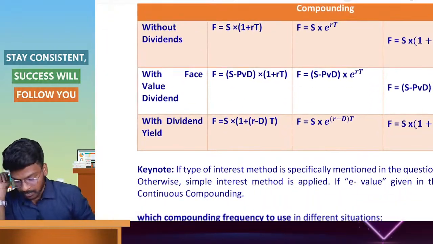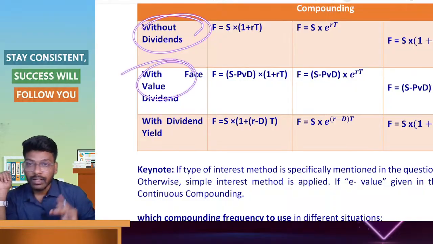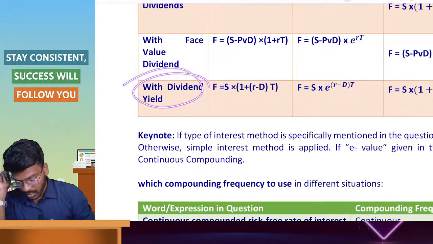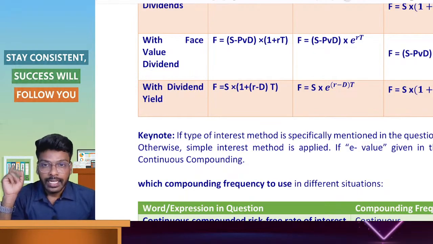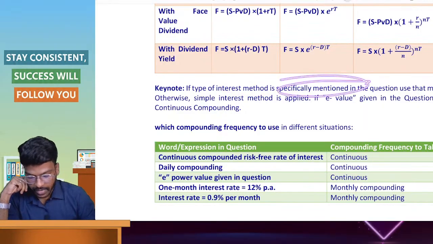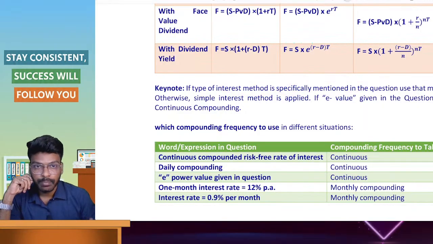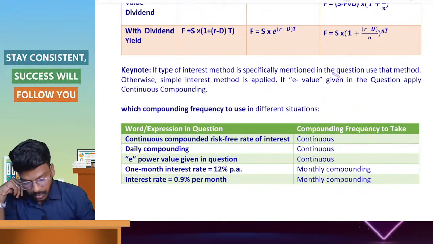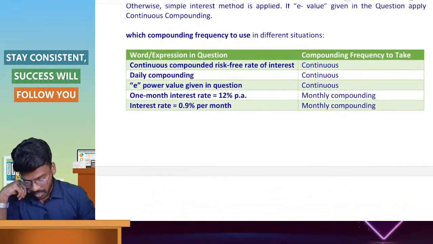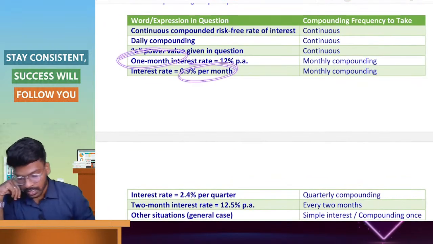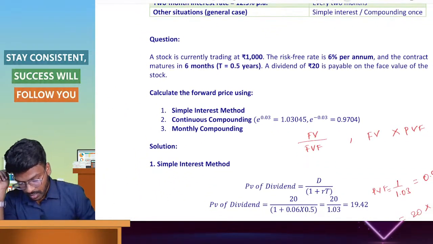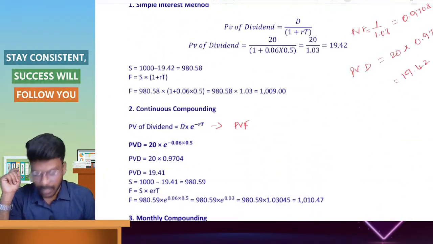Okay, summary table: without dividend, with dividend, when dividend is paid on face value, or dividend yield is given in the question. Keynote: if nothing is specifically given in the question, you have to use the simple method. In case an e value is given in the question, you have to apply continuous compounding. If per month or 1 month is given in the question, you have to apply monthly compounding. Next, we have discussed an example.